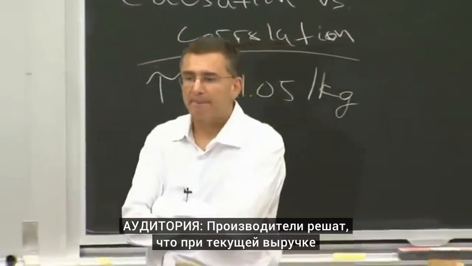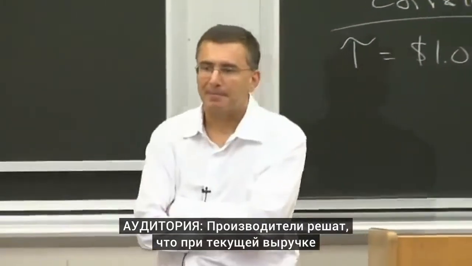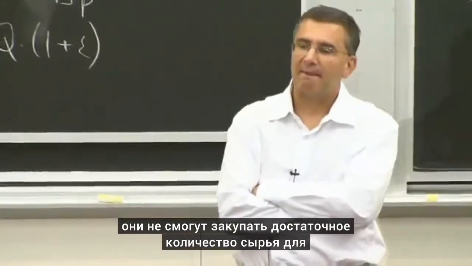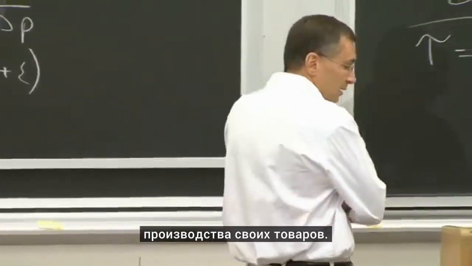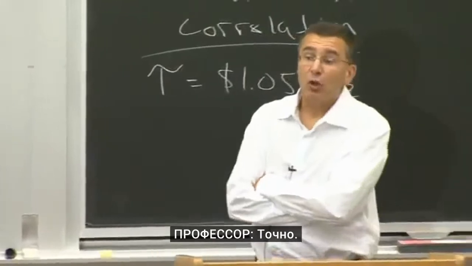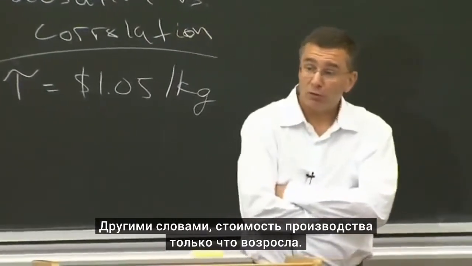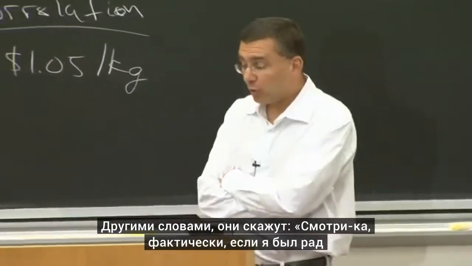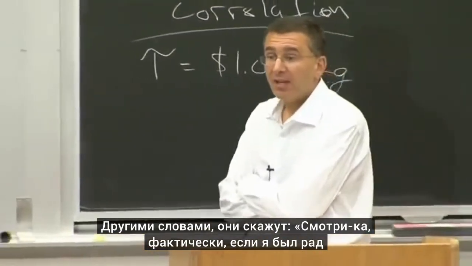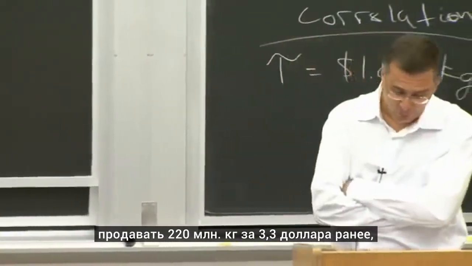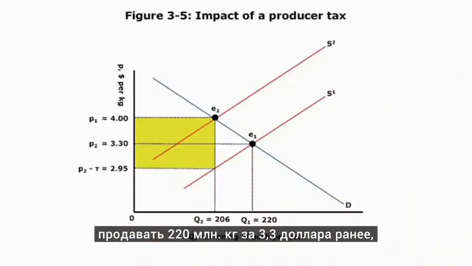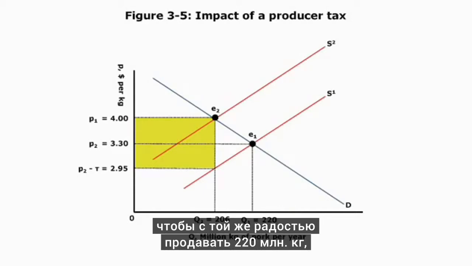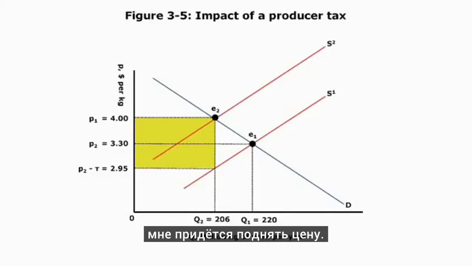Yeah? The producer decides that the current amount of money they have will not be able to buy as much inputs to create their products, so they can produce less. Exactly. So in other words, the cost of producing just rose. So in other words, what they say is, look, if I was happy before selling 220 million kilograms at 330, to keep me equally happy selling 220 million kilograms, I'm going to have to raise the price.